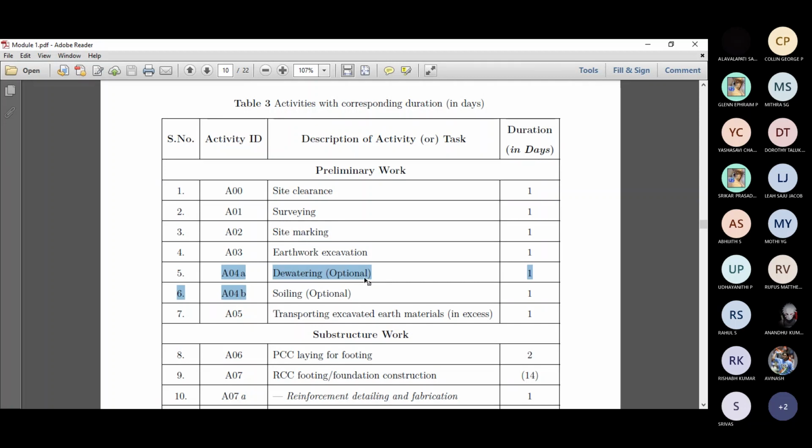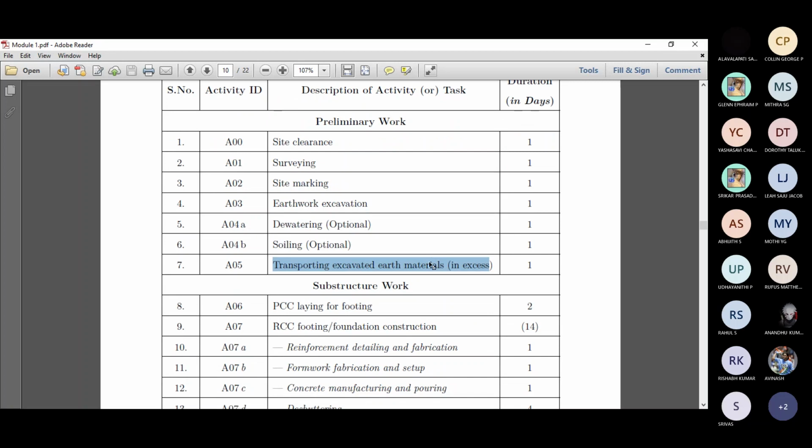So if you think that it will occur, you give it in a schedule. That's an ideal choice, rather than thinking of it after you give it to the client or something like that, right? Then 05 is transporting excavated earth material in excess or something like that. And PCC laying for footing is 2 days and something like that, right? This is typically very important, right?